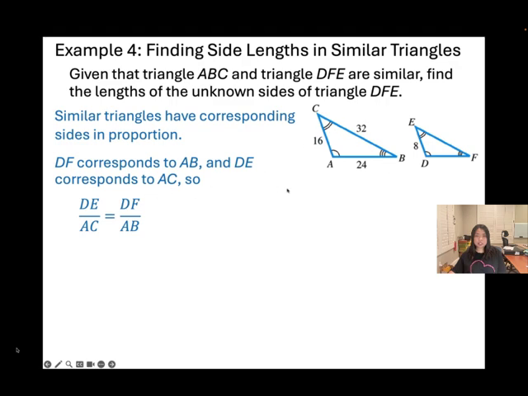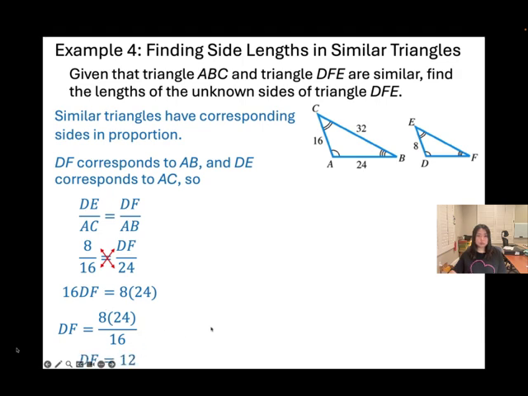We plug in the numbers here, and now we will use cross multiplication. So 16 times DF equals 8 times 24. Then we divide by 16 on both sides. You could use your calculator or simplify it: divided by 8 here, divided by 8 here, you get 2. 24 divided by 2 is equal to 12. So DF will be equal to 12.